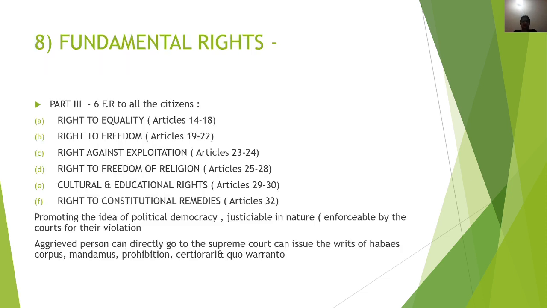So our next topic is the fundamental rights. In Part 3, we have six main fundamental rights that are given to every citizen in our country. The first one is the right to equality, from Articles 14 to 18, right to freedom from Articles 19 to 22, right against exploitation, Articles 23 to 24, right to freedom of religion from Articles 25 to 28, cultural and educational rights from 29 to 30, and the right to constitutional remedies.